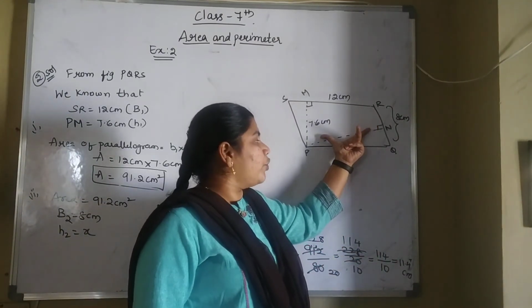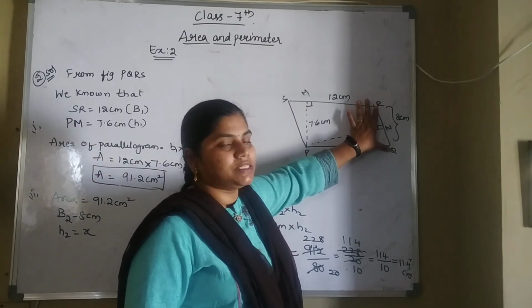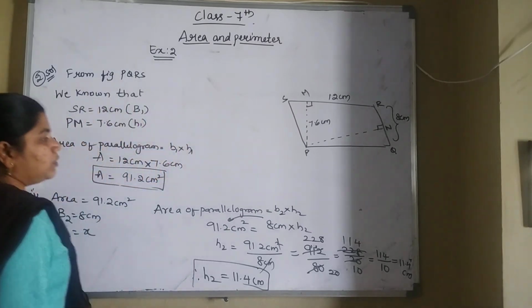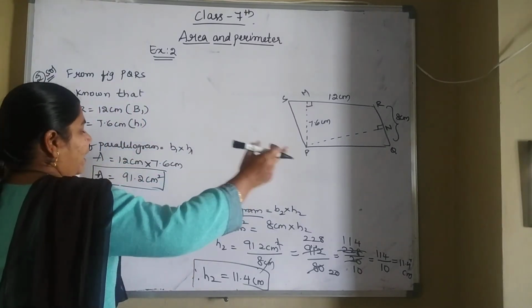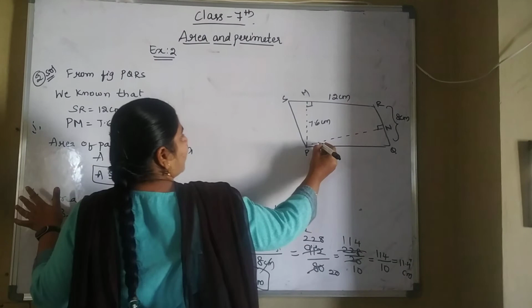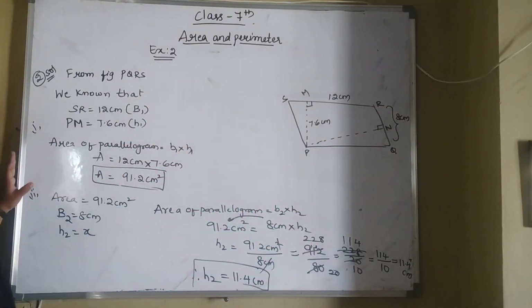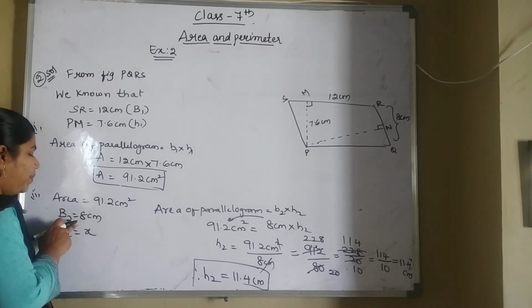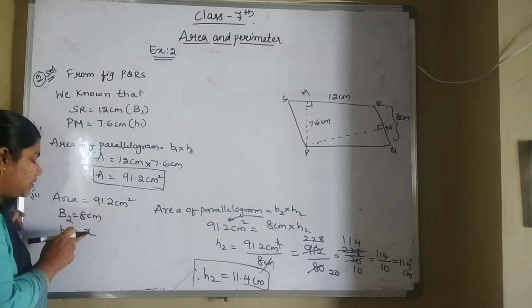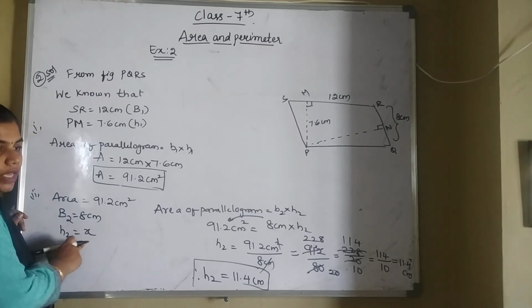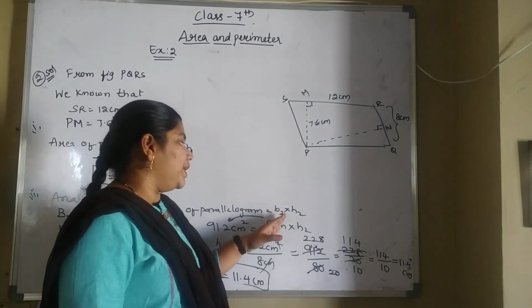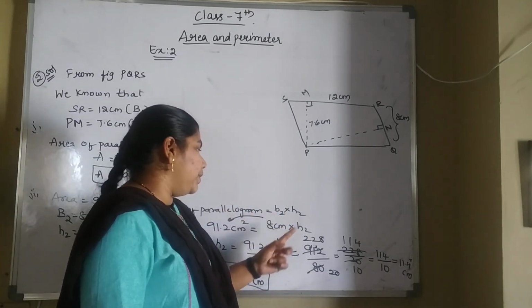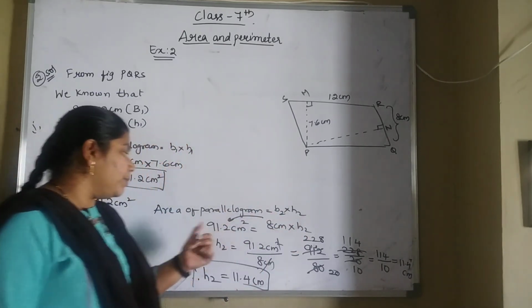And for this height, what is the base? This is the base, and this base value they have given as 8 centimeters. So by using base 2 and this area, we have to find this height now. The area we got is 91.2 centimeters squared. Base 2 they have given as 8 centimeters. Height 2 we are finding. Now the area of a parallelogram is base 2 into height 2, that is base into height. The base value is 8 centimeters. Height we don't know. I wrote the area of a parallelogram here.